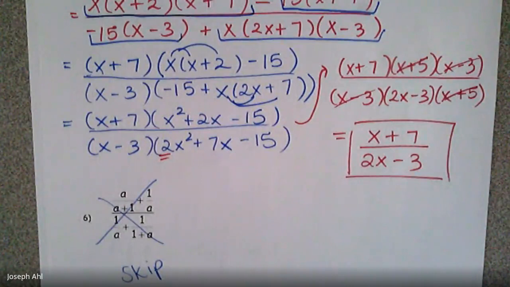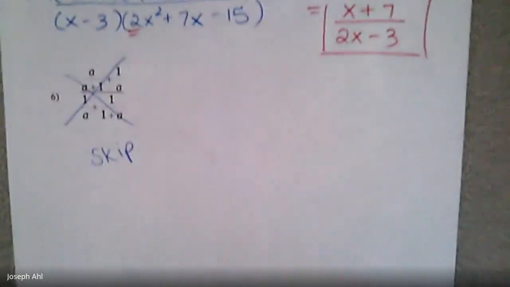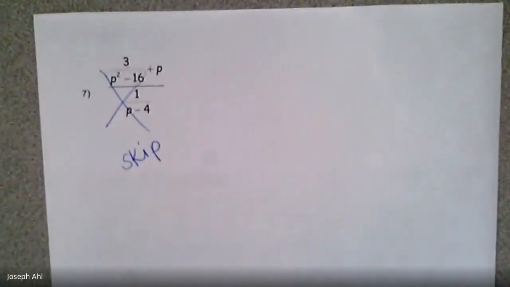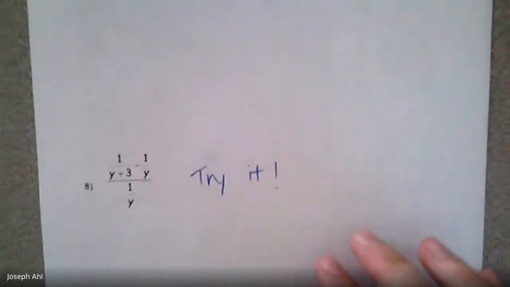Okay, so if you have any questions about number 5, that was probably one of the more complicated ones that we'll see as we go through the process here. You'll notice number 6 was crossed off. You can skip number 6, and you can even skip number 7. But the last thing that I'll ask you to do is try number 8.